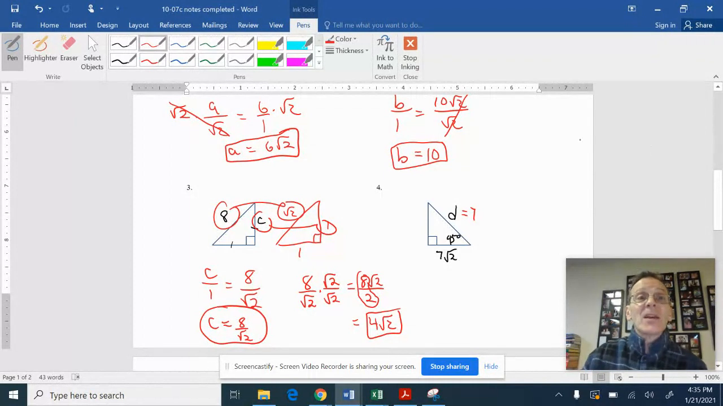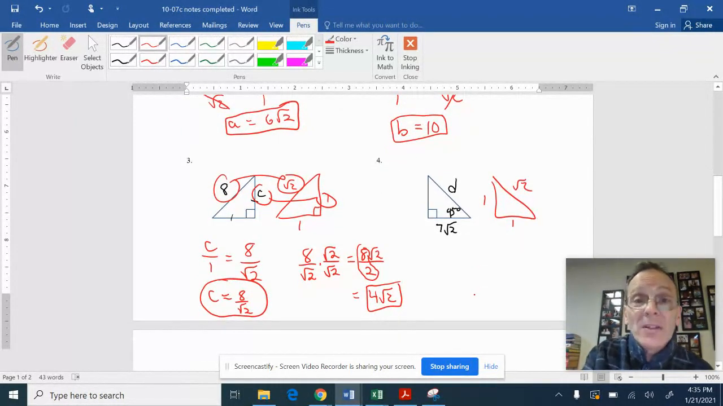Well, I'll tell you what else it's not. It's not 7 divided by the square root of 2 either. Okay. And if you're wondering, well, what is it? Well, don't be in such a hurry. Let's set up the equation. Let's draw our pattern triangle, our template triangle, 1, 1, square root of 2. Let's identify the corresponding sides, and then let's write an equation and solve it.